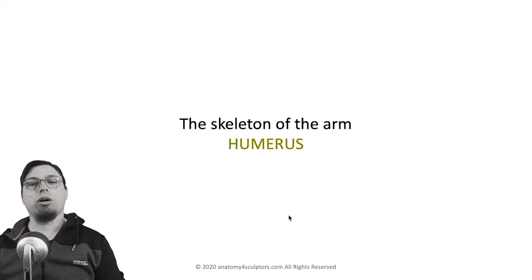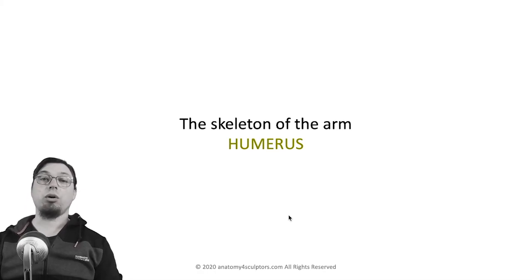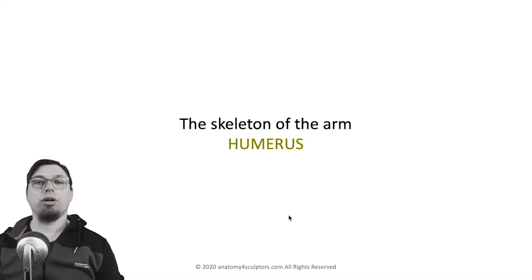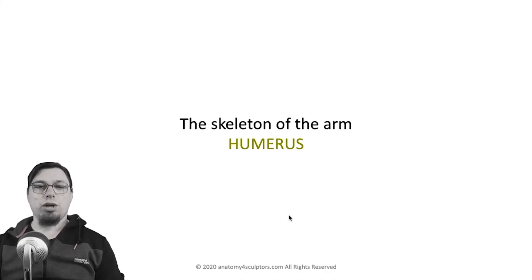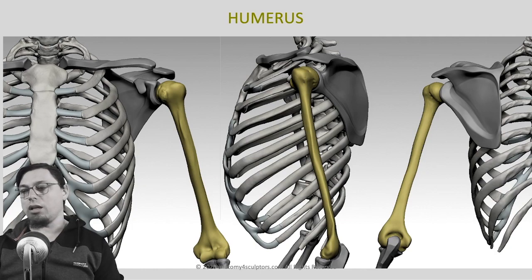And now let's talk about the skeleton of the arm. As we know, the arm is that part from the shoulder to the elbow, and there is only one bone, and the name of that bone is humerus. The humerus is quite a long bone. It extends from the shoulder and goes down to the elbow.